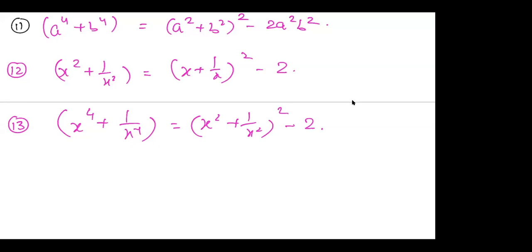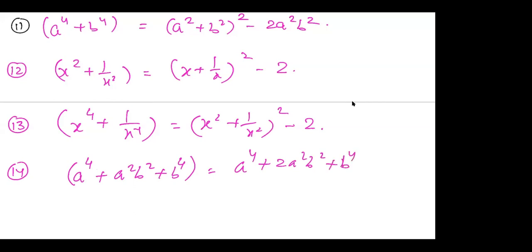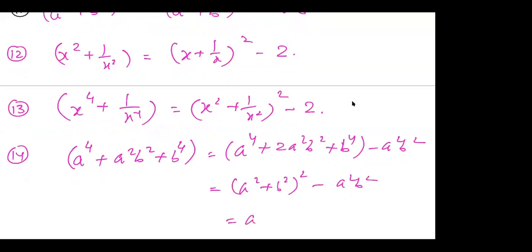Arya, Divesh, Sahili. 14. a to the power 4 plus a square b square plus b to the power 4, this is very important, right? We can write a to the power 4 plus a square b square plus b to the power 4 as (a square plus b square) the whole square minus a square b square. This will be (a square plus b square minus ab) into (a square plus b square plus ab).